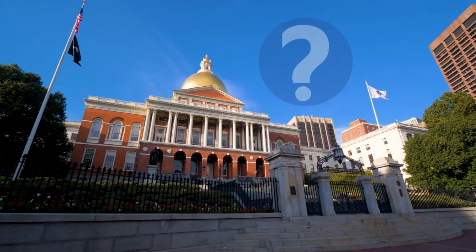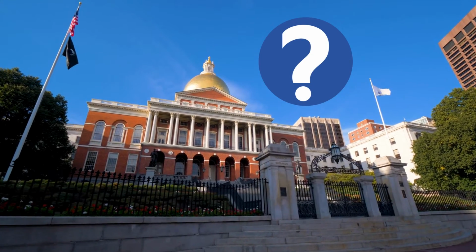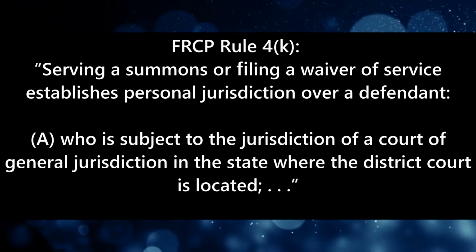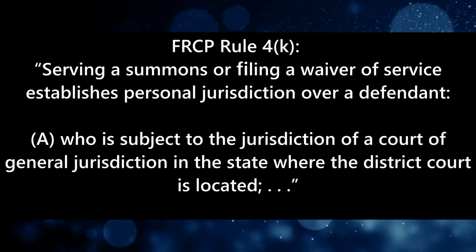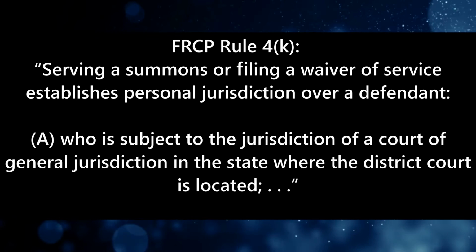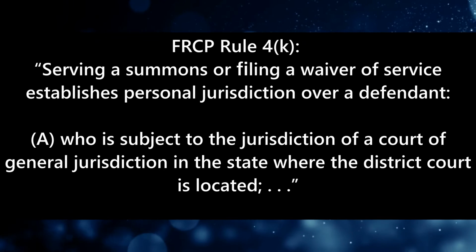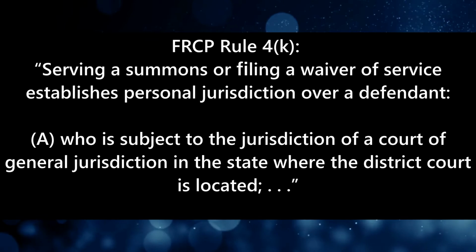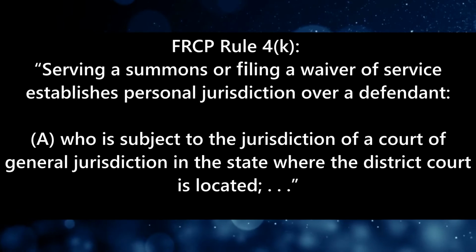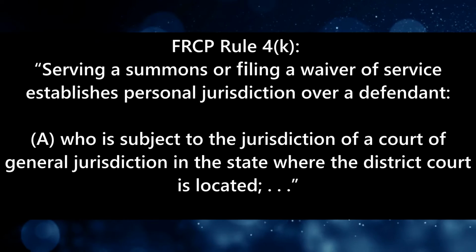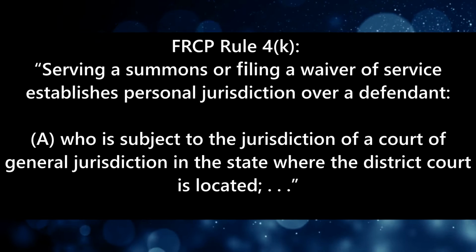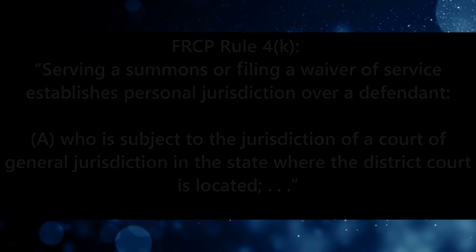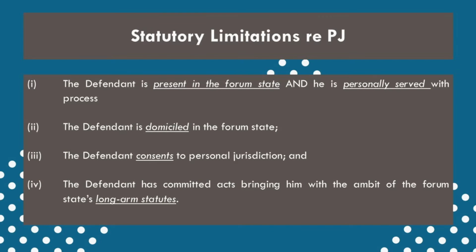You may be wondering, if we are dealing with federal civil procedure, then why are we considering state statutes regarding personal jurisdiction? Well, Federal Rule of Civil Procedure Rule 4(k) states in part that, quote, serving a summons or filing a waiver of service establishes personal jurisdiction over a defendant who is subject to the jurisdiction of a court of general jurisdiction in the state where the district court is located. So because of this aspect of Rule 4, the federal courts must examine whether PJ is appropriate over a defendant as if it was the state court sitting within the federal court's jurisdiction.